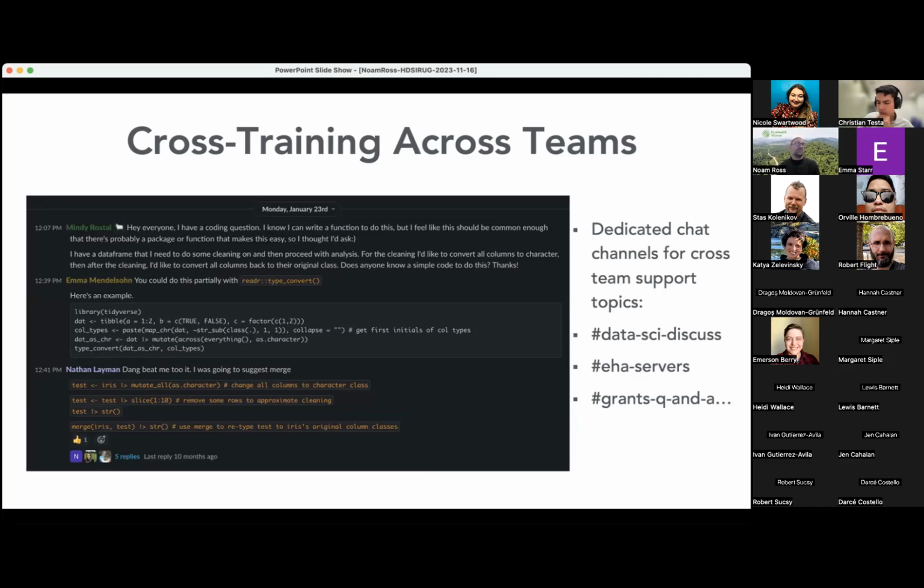So there's another one about grant writing, essentially, which helps you answer questions like, do I need an IRB for this kind of study? Or, does anyone have an example of having this type of sampling plan? And so this is another way that we make sure that we get cross-fertilization and cross-training across the different individual lab groups.